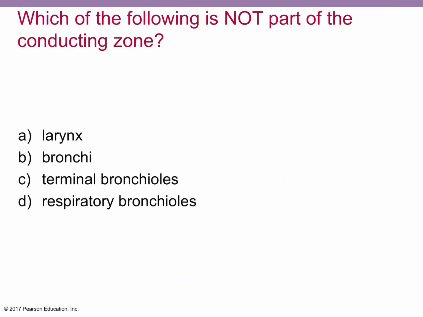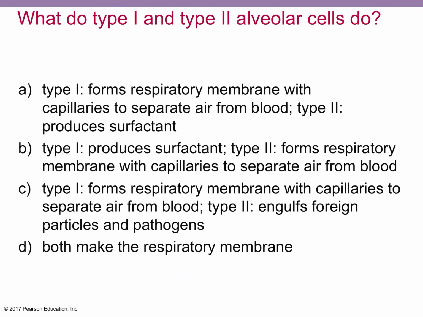All right, some review questions. Which of the following is not part of the conducting zone? The answer is respiratory bronchioles, because the conducting zone does not exchange gas, but respiratory bronchioles do have alveoli, so they're part of the respiratory zone.